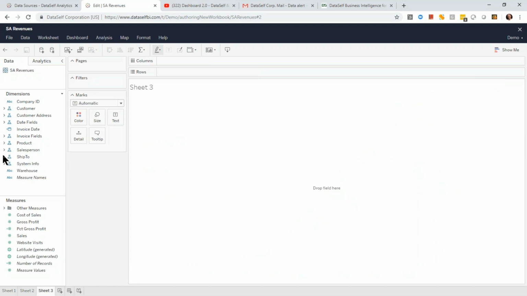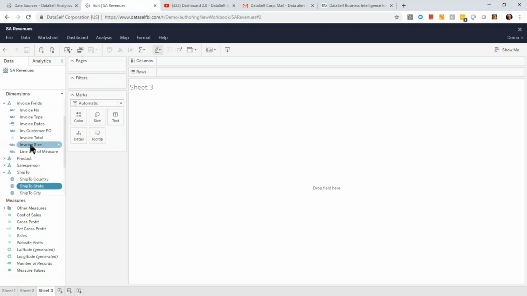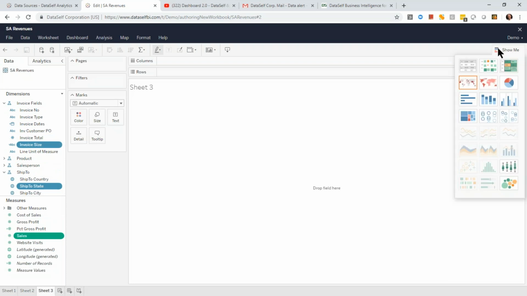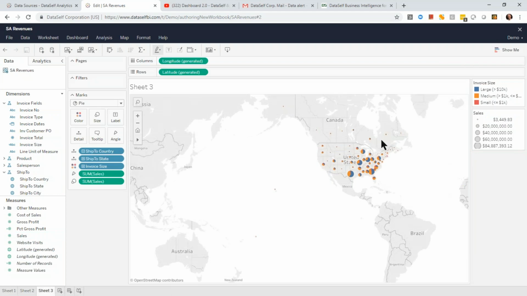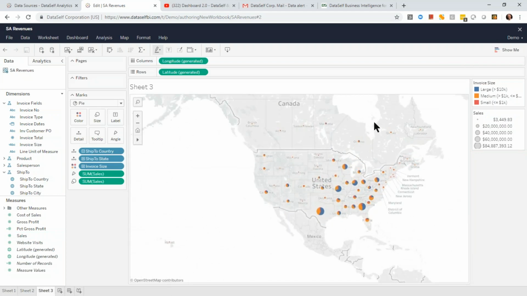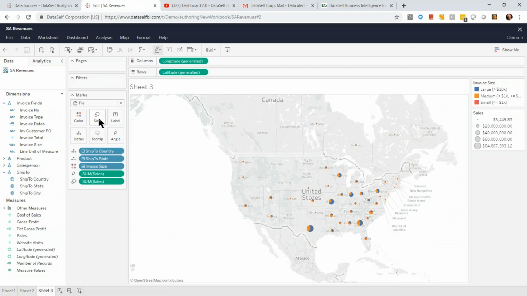So here I can take any address like ship to state. I'm going to pick also invoice size and my sales. So I just pick those 3 fields and I tell the tool, show me this on a map. In a map it is. So right there I can see bigger bubbles are bigger sales, and they're sliced by colors, which is the aggregation of small, medium, and large sales. And that's it. I mean, I just built those 3 different kinds of widgets, and now I want to build a dashboard that combines them together.